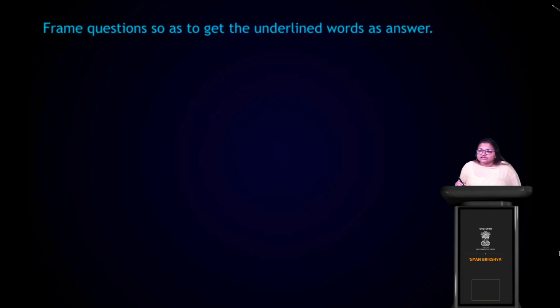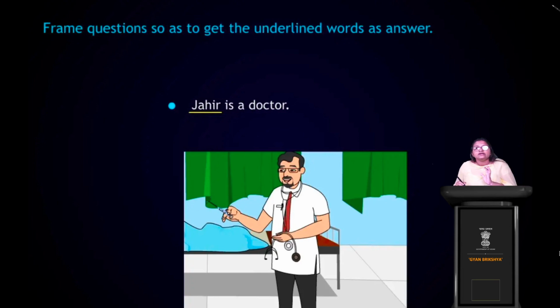The first sentence in front of us is Zahir is a doctor. So what you have to do is frame a question in such a way that you get this particular response, Zahir is a doctor, as the answer, right?